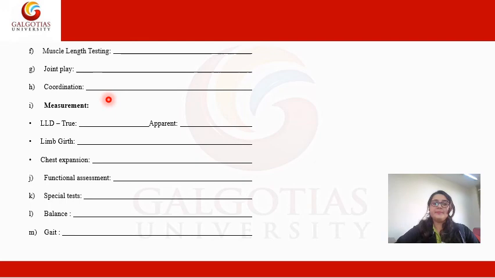Then we will check for leg length discrepancy. True leg length discrepancy is measured from the ASIS to the medial malleolus, and apparent leg length discrepancy is measured from the umbilicus to the medial malleolus, and we will document it for both legs. Then, similarly to how we discussed checking for swelling, we will check limb girth. I will put the inch tape, for example over the knee joint, measure it on the left and right leg, and 10 centimeters above and 10 centimeters below, and compare both legs.